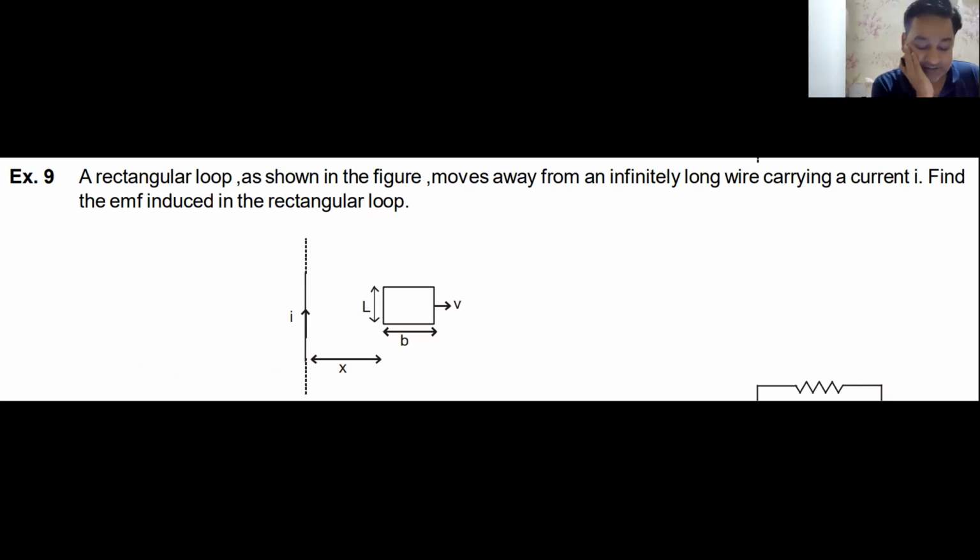The length of the loop is L, the breadth of the loop is B. These are at distance X from the wire. What is the EMF induced in the loop? Remember, whenever you see something moving, the angle is not changing, but something is moving, that means that is a question of motional EMF. And I'll give you 2 minutes to solve this. Okay, so how are we supposed to do this?